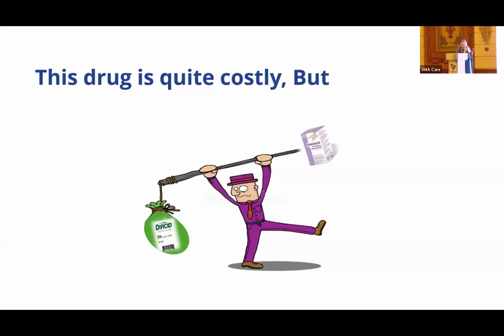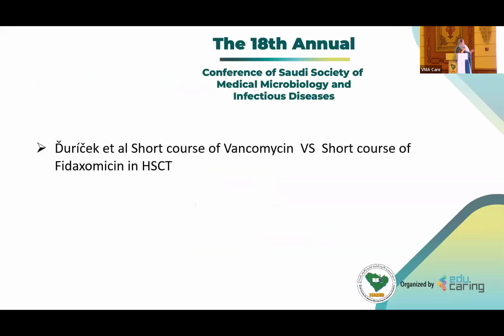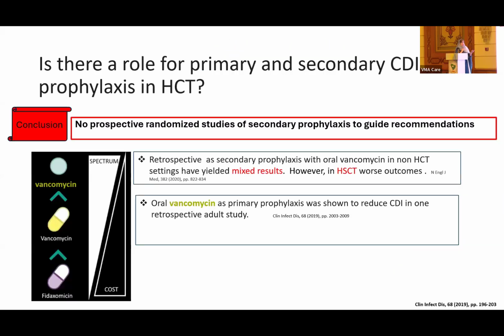So as a conclusion for this part, I truly think that we have to start thinking about fidaxomicin, especially in those populations, because vancomycin significantly affects their microbiome. And now there's Derek et al. They are doing a randomized controlled trial in allogenic bone marrow transplant, comparing a short course of vancomycin, 5 days, with fidaxomicin, also 5 days. They think that shorter is better. Now, another question: who is with secondary prophylaxis with vancomycin?